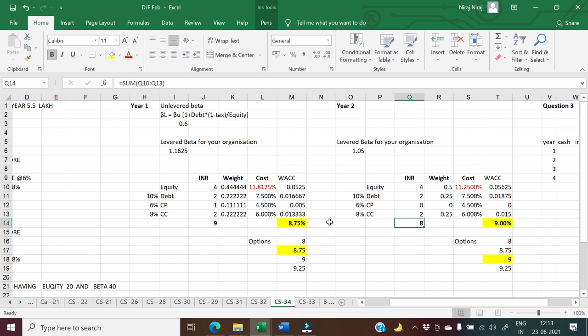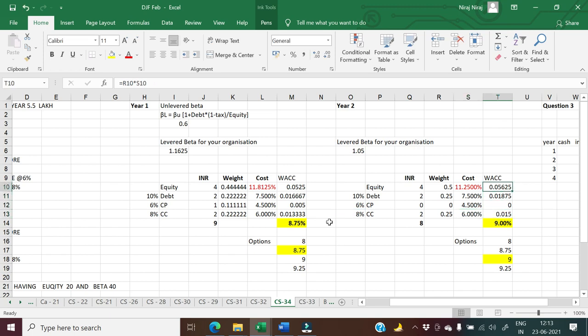So the total of all my debt plus equity is 8. I have placed relative weights here. I have done it by INR amount divided by the total to calculate the weight. And I have recalculated the cost of equity here. Cost of debt is multiplied by 1 minus tax percentage. Okay, that is 7.5 and 6 in this case.